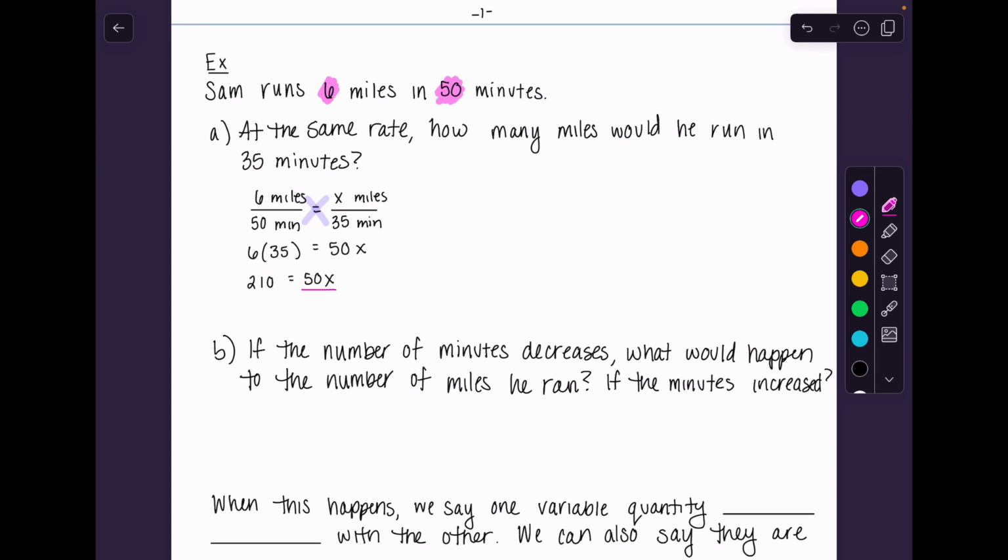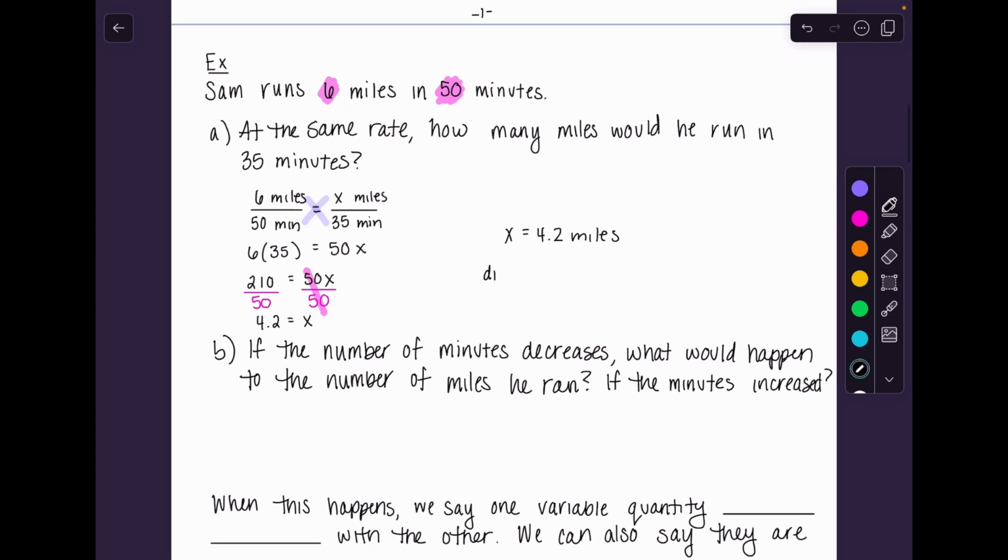And then one last step to solve for x, we go ahead and divide by 50. And that will make these two cancel out. So if you do 210 divided by 50, we're going to get 4.2 is equal to x. So our distance that he would run is 4.2 miles. Okay. And this makes sense because if we're decreasing the amount of time that he's running, we should decrease the miles because he's keeping the same pace.